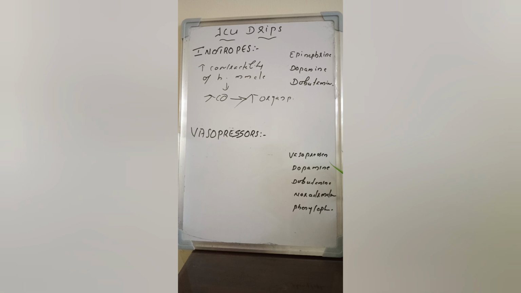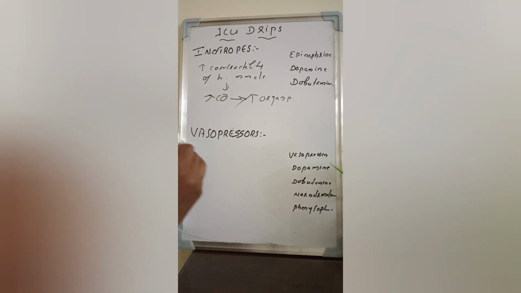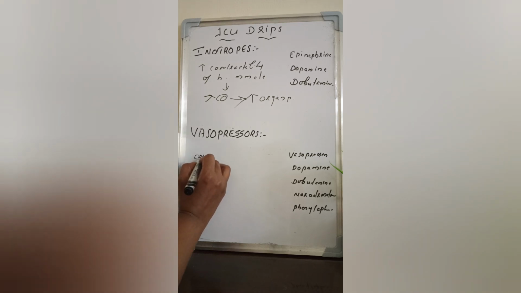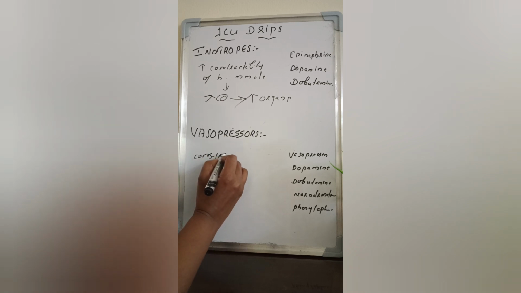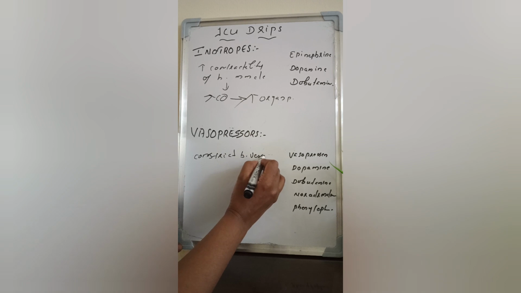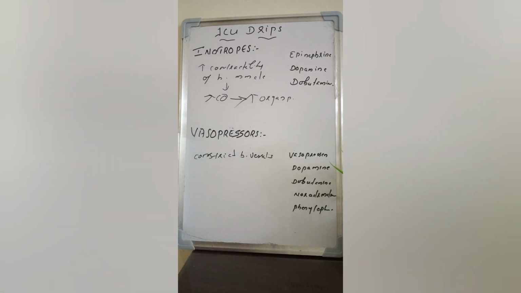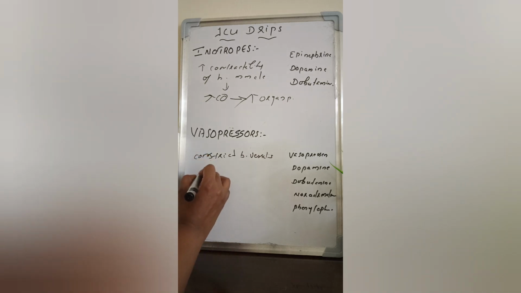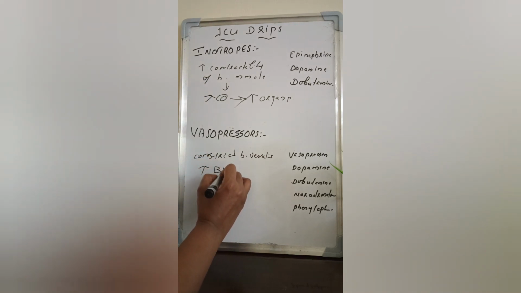Coming to the vasopressors, vasopressors are medications that constrict the blood vessels. Here it will not act on the heart muscles. It constricts the blood vessels. So when there is constriction of the blood vessels, what will happen? It automatically increases the blood pressure. Right?